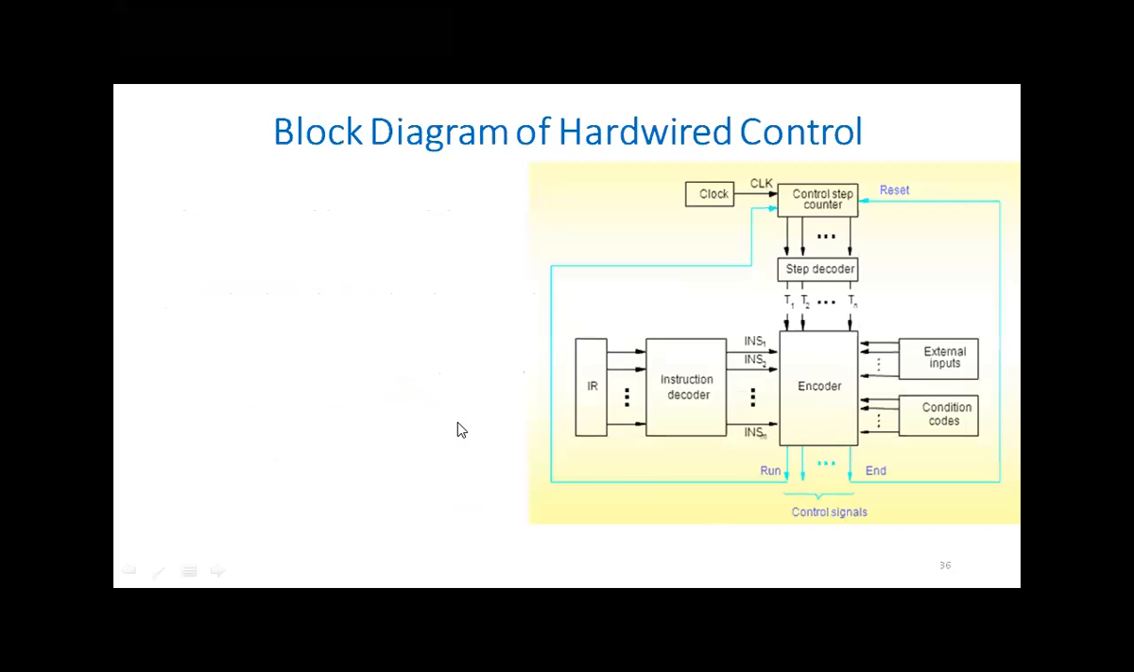So this is the block diagram of the complete hardware control unit. Here the encoder and decoder are separated, and the control step counter is also separated from the step decoder. You can see the instruction register is present here. The instruction register stores the instruction. After the instruction is fetched from the memory, it is stored in the instruction register.